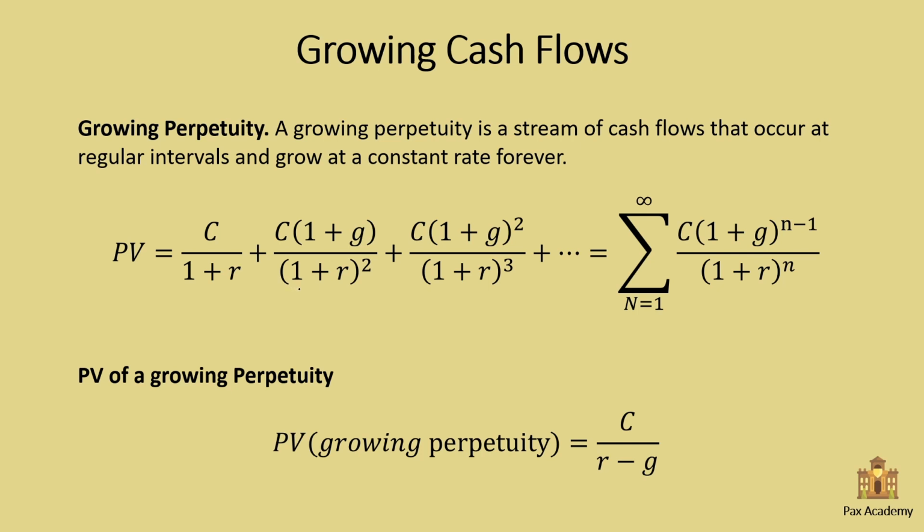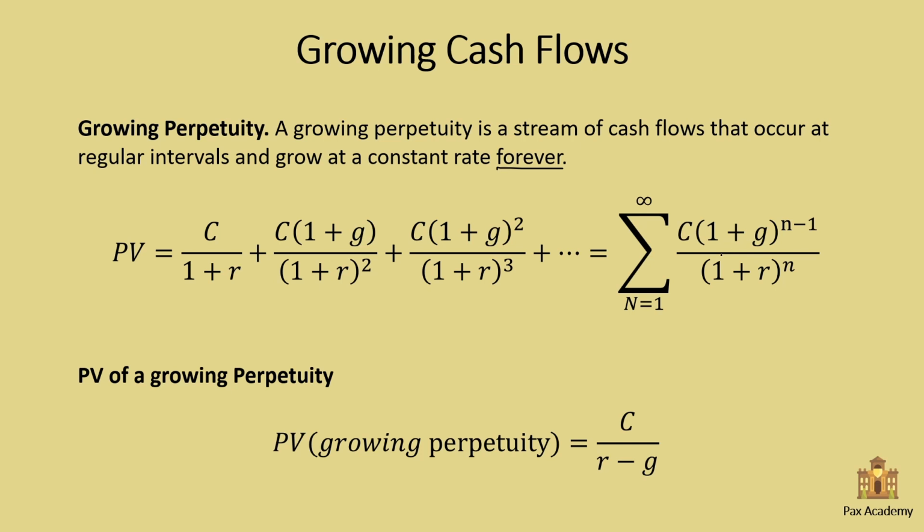A growing perpetuity is a stream of cash flows that occur at regular intervals and grow at a constant rate forever. Okay, remember, perpetuity is something that goes on forever. Now, as you can see in the formula for the present value, now we need to take into account G, the growth rate, which is why we multiply the cash flows by their growth rate to the power of whichever period it is.